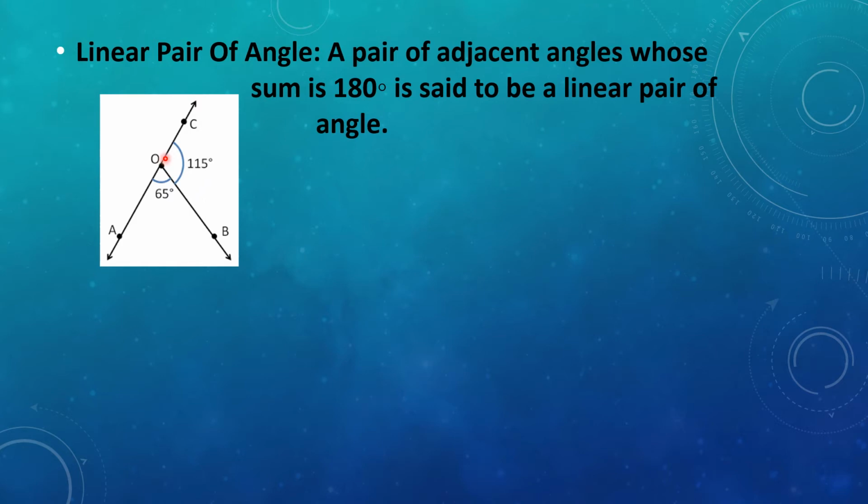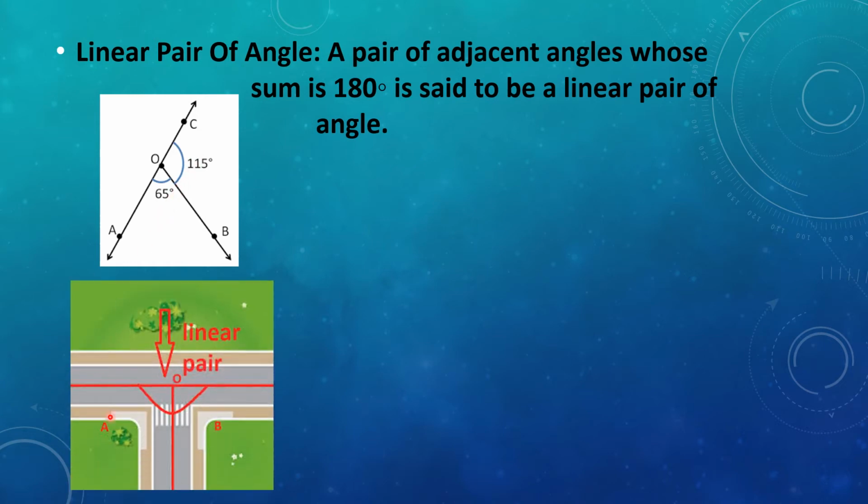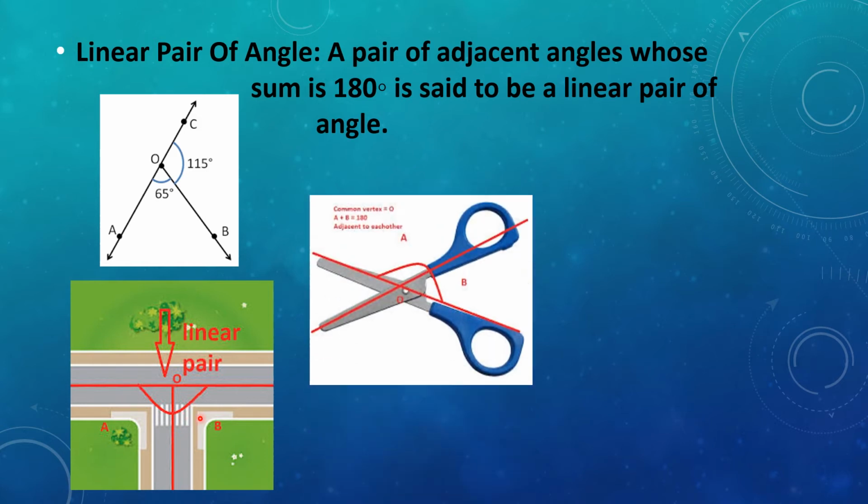So, AOB and BOC are adjacent angles and these angles form a linear pair of angles. So, when two angles are adjacent and their sum is 180, they are said to be a linear pair of angles. Here you can see that angle A and angle B form 180 degrees as both angles are 90 degrees. So, this forms a linear pair of angles and also these two are adjacent. So, this forms a linear pair.